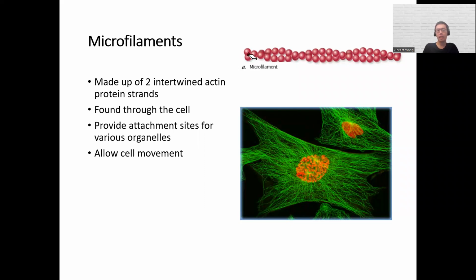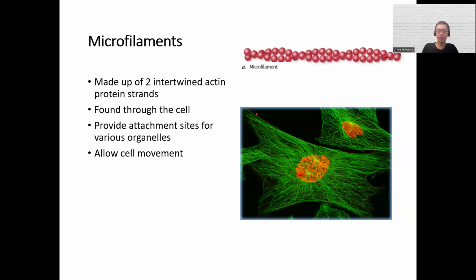Proteins are, of course, a polymer. And in this case, we have these actin molecules that are linked together to form the actin strand. And then if you take two of them and braid them together, you would get yourself a microfilament. Now, this stuff is found throughout the cell.